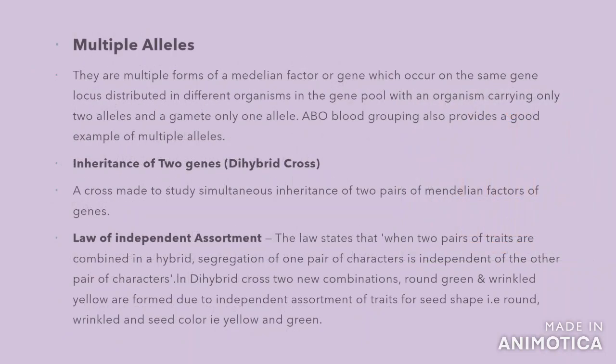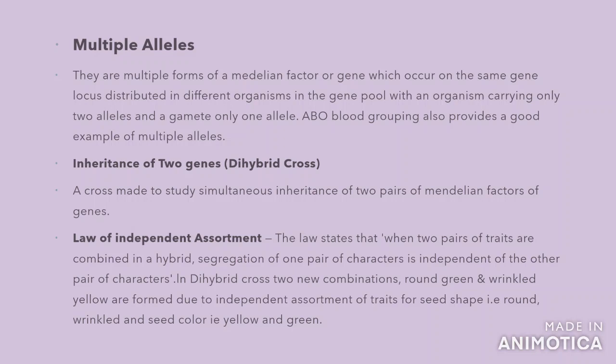Multiple alleles. They are multiple forms of Mendelian factors or genes which occur on the same gene locus distributed in different organisms in the gene pool, with an organism carrying only two alleles and a gamete only one allele. ABO blood grouping also provides a good example of multiple alleles.